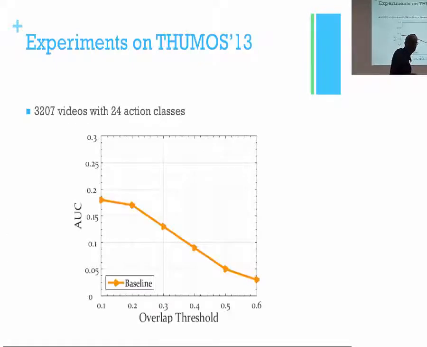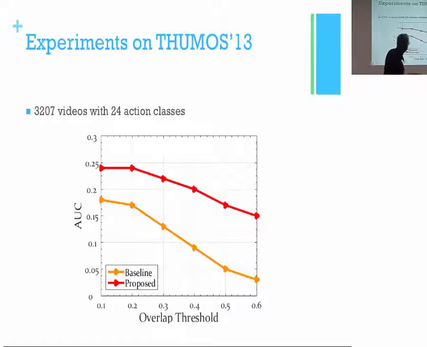And finally, we evaluate on Thumos 13. Now, this is by far the most challenging spatial-temporal action localization data set. It has over 3,000 videos with 24 action classes, and we are the first one to report results on this data set. So we computed a baseline using a sliding window approach, using improved dense trajectory features, and here is our result over this data set. And here I'm showing the area under curve at different overlap with the ground truths, from 10 to 60%.